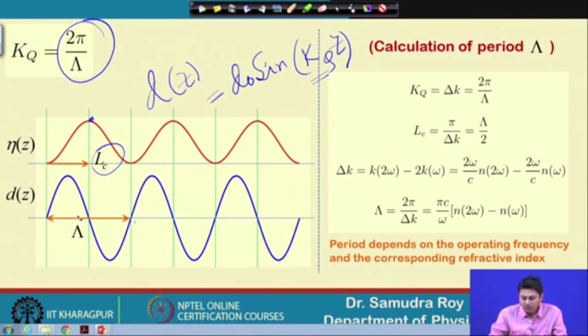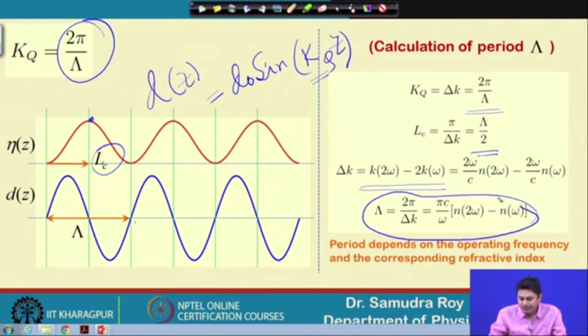lambda. Now, one can also find out the lambda. So, if I consider this is a phase matching, so kq is equal to delta k and 2 pi by lambda, LC is equal to lambda by 2. Very easily we can see that the LC should be the half of the period whatever we have in periodic d, and delta k, which is k 2 omega minus 2 k, or k 2 minus 2 k 1. So, now if I use this expression together, then we can find that delta is this value. So, if I know the refractive index at 2 omega, if I know the refractive index at omega, then readily we can find out what should be my periodicity.